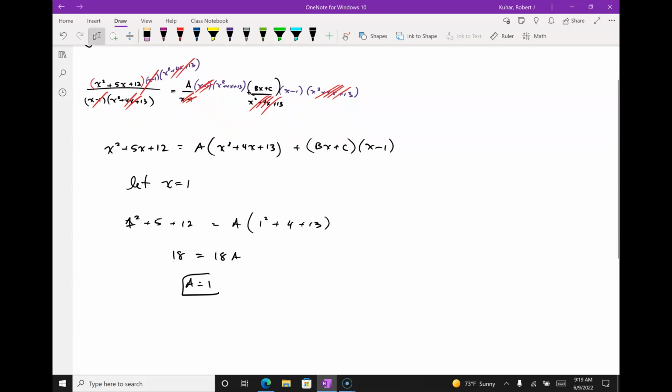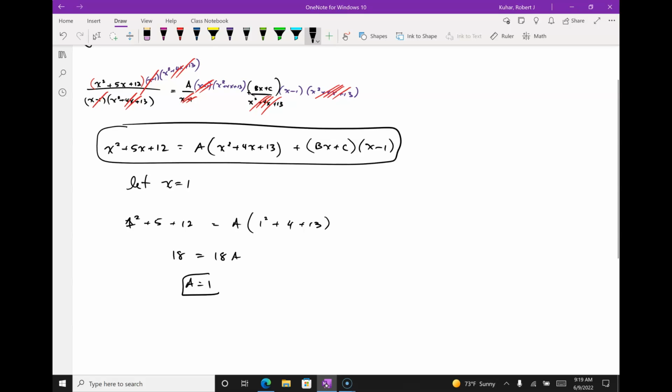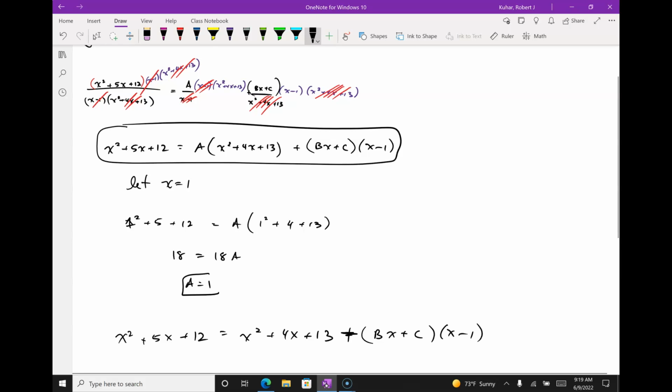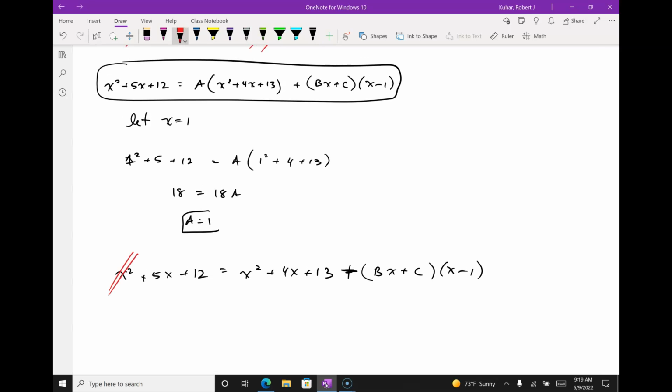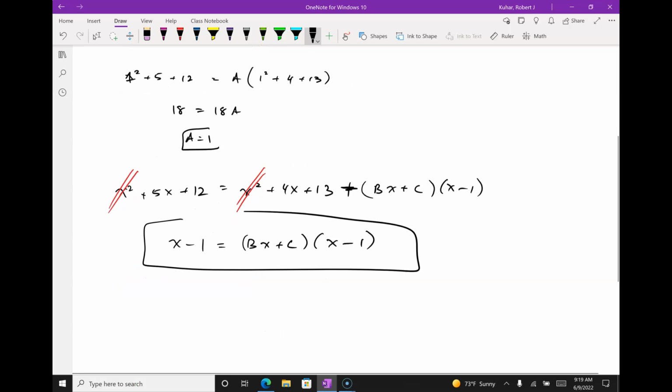Now watch what I do here. I want to rebuild this thing I call a generator, right? Because I've got now x squared plus 5x plus 12 equals x squared plus 4x plus 13 plus, right? So you can see I can really clean this thing up quite a bit if I combine like terms, right? Because my x squared terms are going to go away. So I'm going to get what? x minus 1 equals bx plus c times x minus 1. So once I get a value for something, I can make my life a little bit easier as I move forward.